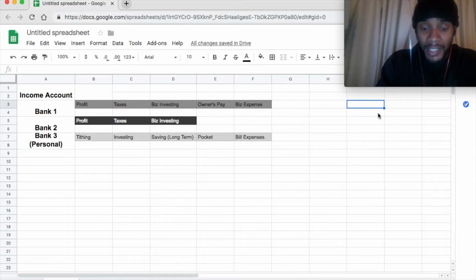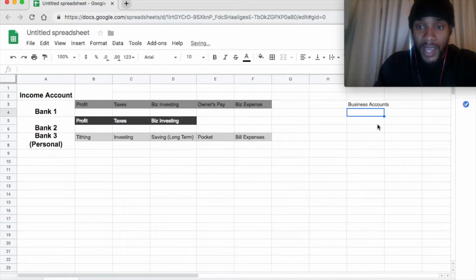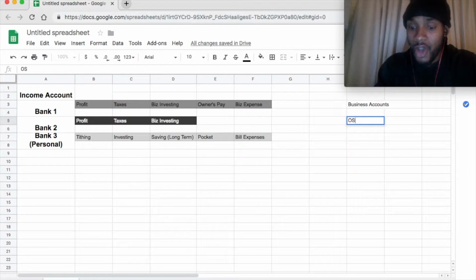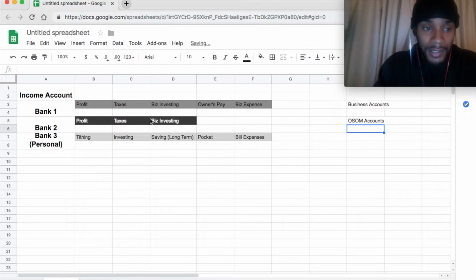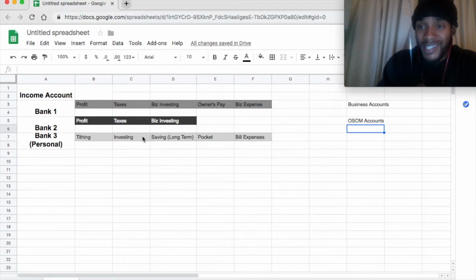So this top line is your business account. Then right here, your OSOM, out of sight, out of mind accounts. So this is the whole purpose of having the second bank. The second bank is to have these all transfer to your second bank. And once it goes into that second bank, it's out of sight, out of mind.